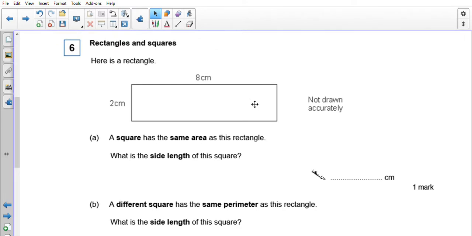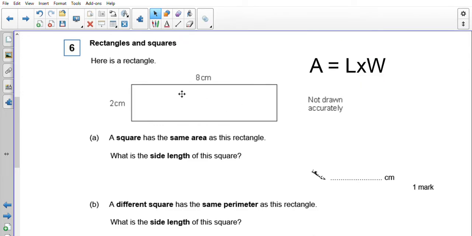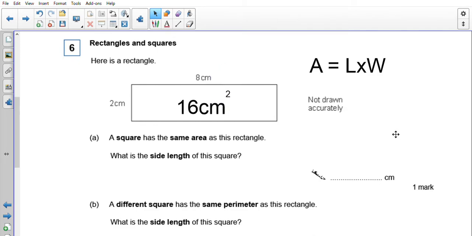Here is a rectangle, 2 centimetres, 8 centimetres. I'm not looking at the question at the moment, but I know that from area equals length times width, the area of that is going to be 16 centimetres squared, like that. Okay. That might help me, not sure. Square has the same area as this rectangle. That is going to help me. What is the side length of the square?